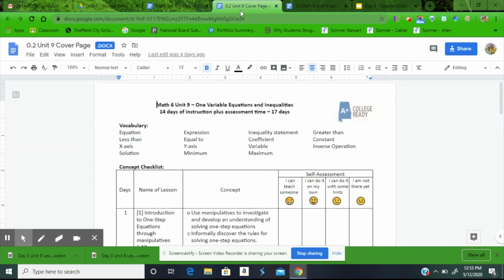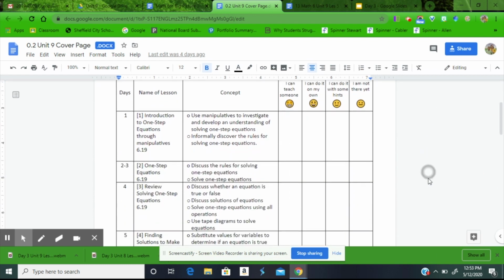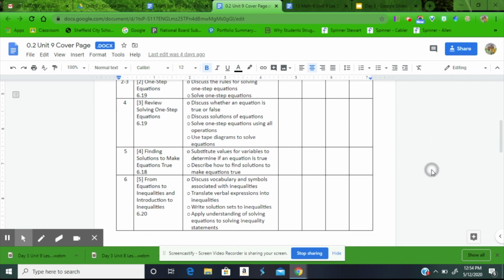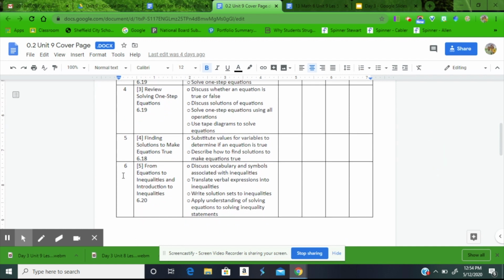So let's look at the concepts checklist and see our kid-friendly I can statements. Scroll down, Lesson 5 you will find starts on day 6. Here are your kid-friendly I can statements.